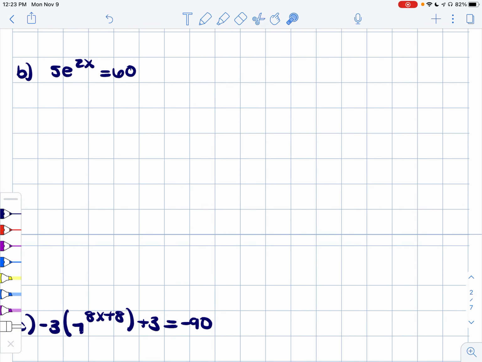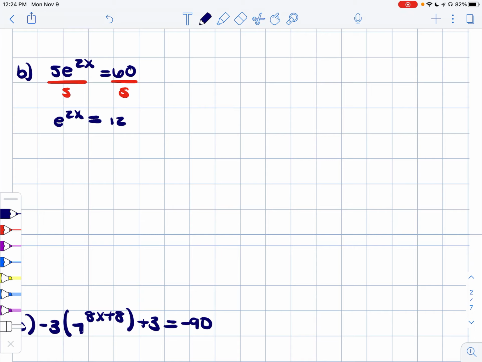So next we have 5 times e to the power of 2x is equal to 60. Now on this one, you'll notice that we have this 5 out front to begin with. So before we can use our definition of a log, we have to isolate the exponential term, meaning we have to get rid of this 5. Since the 5 is multiplied to the exponential term, we'll divide by 5 on both sides, which gives us e to the 2x is equal to 12.